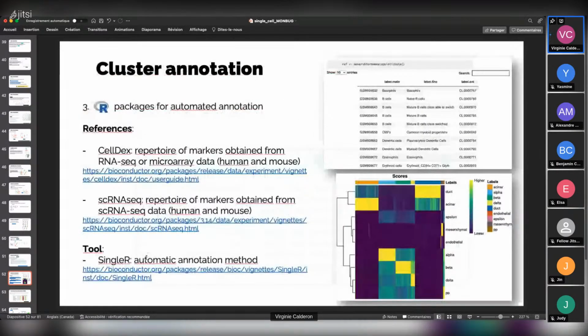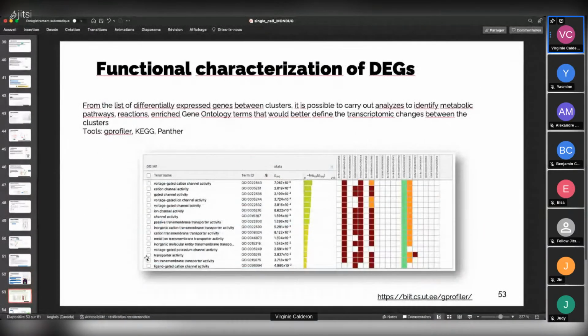So now that I have annotated my cells, I know the markers, so I know which genes are differentially expressed, but it doesn't tell me a lot. So I want to add another piece of information, which can be the functional characterization. We use the same tools as in RNA-seq for now. We like gProfiler, and we are using it in R. There is a package for that.